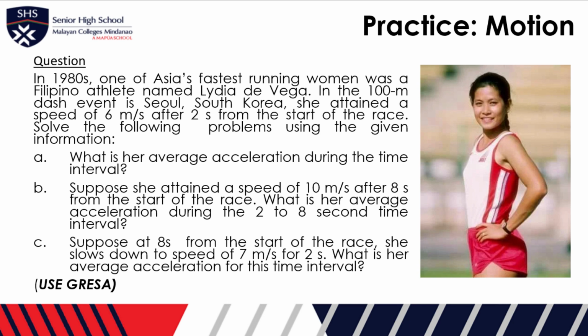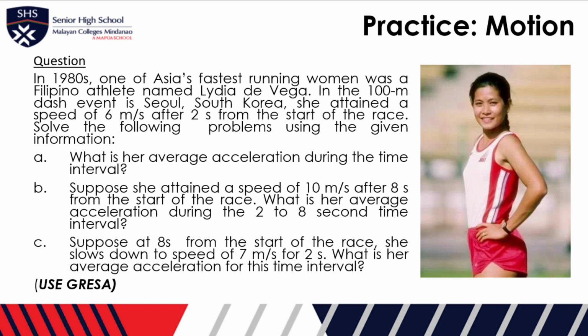In the 1980s, one of Asia's fastest running women was a Filipino athlete named Lydia De Vega. In the 100-meter dash event in Seoul, Korea, she attained a speed of 6 meter per second after 2 seconds from the start of the race. Now you need to solve the following problems using the given information. A. What is her average acceleration during the time interval?